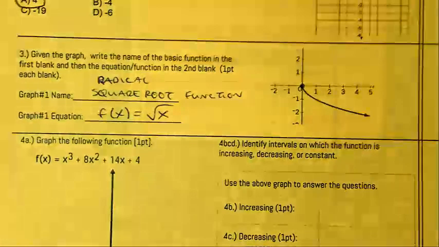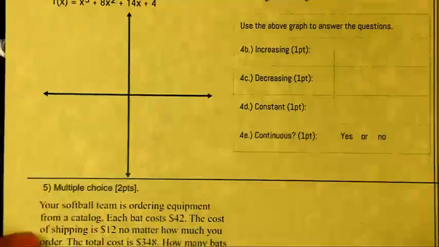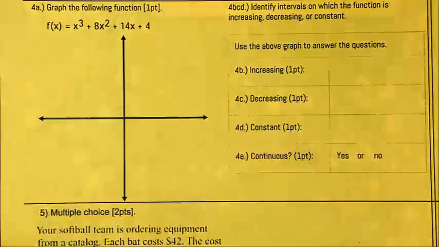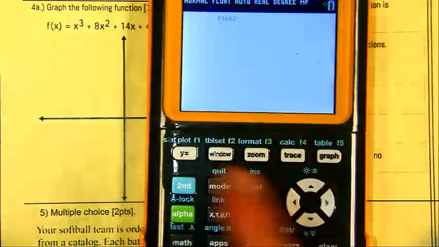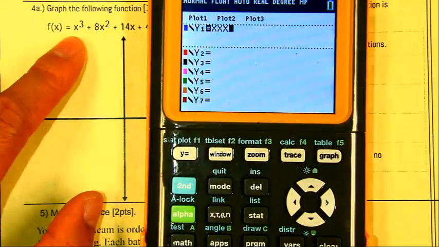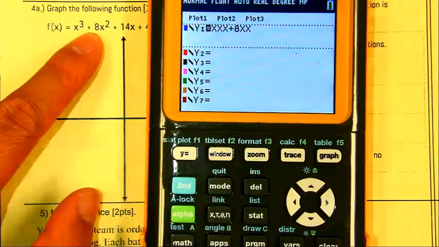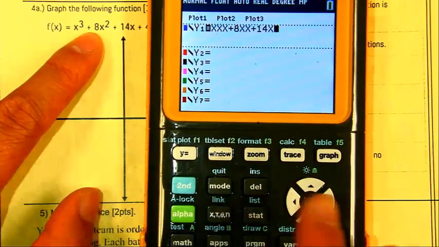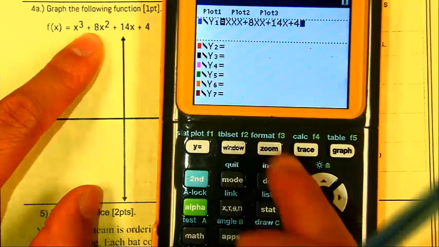Question number 4 says graph the following function. So I'm going to put that in my calculator. X cubed plus 8x squared plus 14x plus 4. Zoom 6.